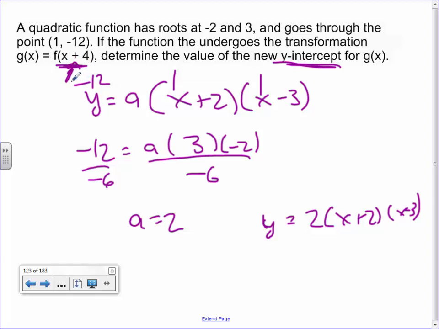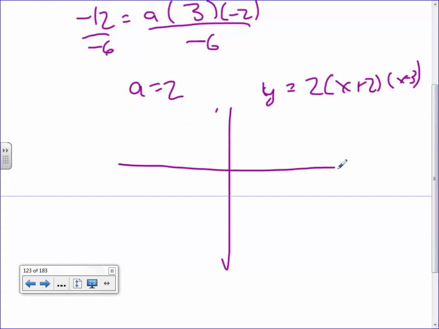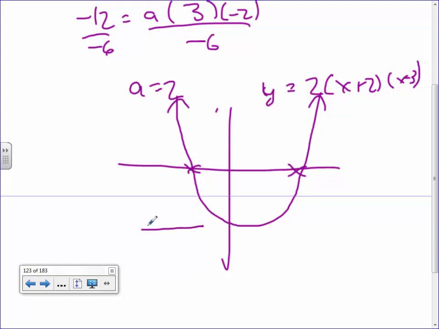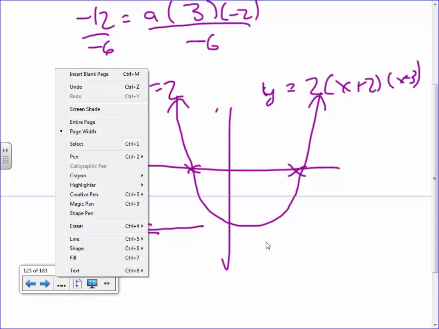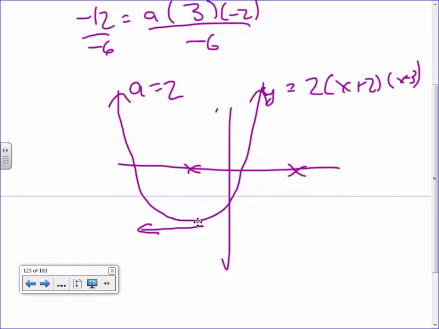The whole graph gets moved to the left by 4 units. The whole graph got picked up and moved. So if I were to quick draw a picture of this in my head, it's going to have roots at negative 2 and positive 3. It had a positive leading coefficient, so it probably looked like this, right? This whole graph is now being asked to get moved that way by 4 units. What happens if I literally pick this thing up and move it over by 4 units?